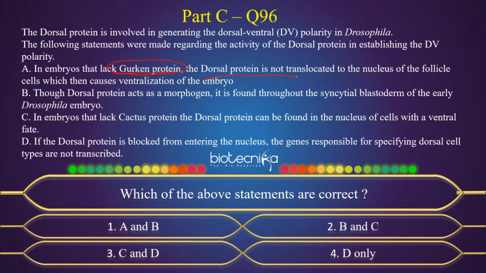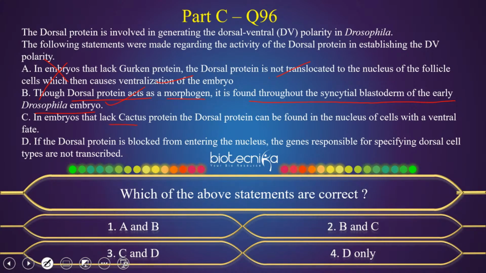Okay, but what is it saying? That the dorsal protein is not translocated to the nucleus, which then causes ventralization of the embryo. No, because if dorsal is translocated, it will cause ventralization. If it is not translocated, it will cause dorsalization. So this is wrong. Though dorsal protein acts as a morphogen, it is found throughout the syncytial blastoderm of the early Drosophila embryo. So this is correct, as we saw. And definitely it is acting as a morphogen as it is specifying dorsal and ventral fates.